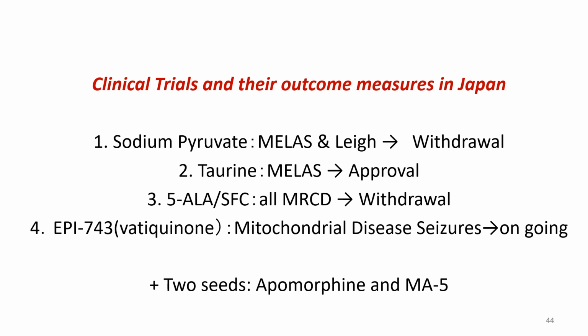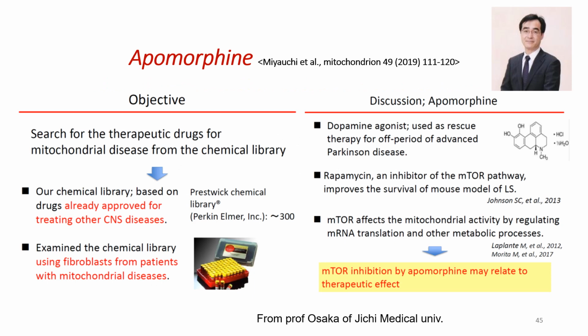Next, I will talk about two drug candidates, apomorphine and MA-5. I will introduce the apomorphine researched by Professor Osaka at Jichi Medical University. Apomorphine was selected from a chemical library, examined using fibroblasts from patients with mitochondrial disease. Apomorphine is a dopamine agonist used as a rescue therapy for off periods of advanced Parkinson's disease.